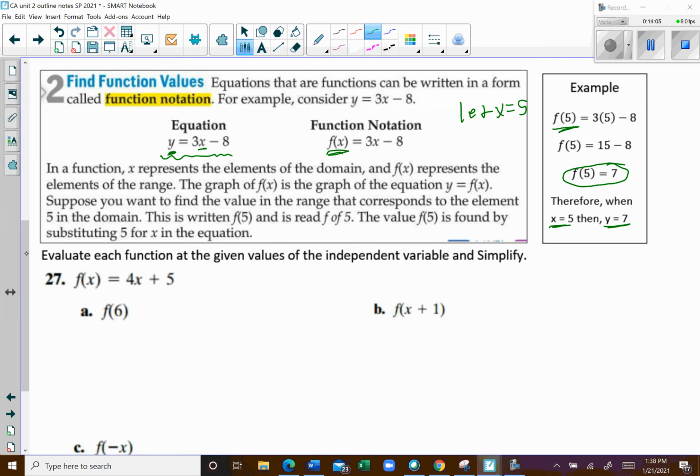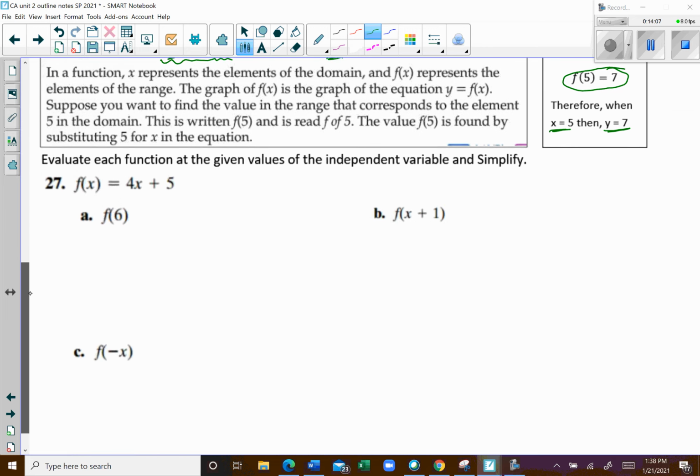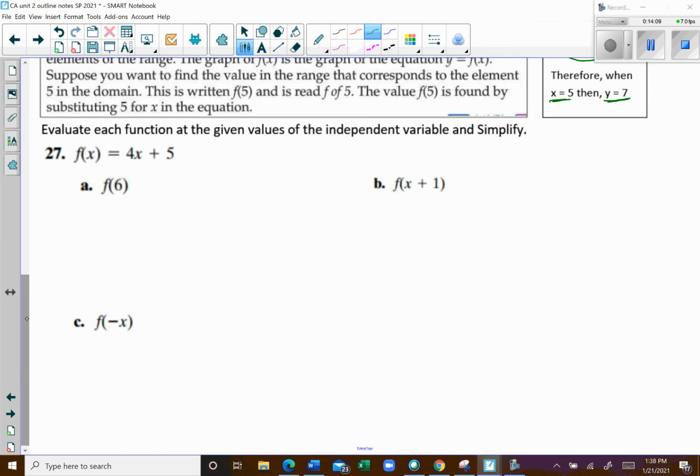So let's go ahead and try. I think I got about 5 or 6 of these. Okay, so right here, 27. f of x is equal to 4x plus 5, and so we want to know f of 6. All I'm doing is replacing the x with the 6 and then simplifying. So we're going to have 4 times 6 plus 5. 4 times 6 is 24, plus 5 is 29. And there you go. That's it.